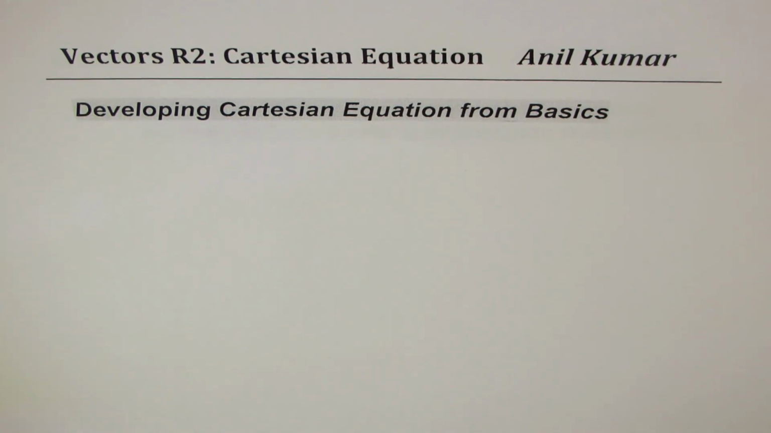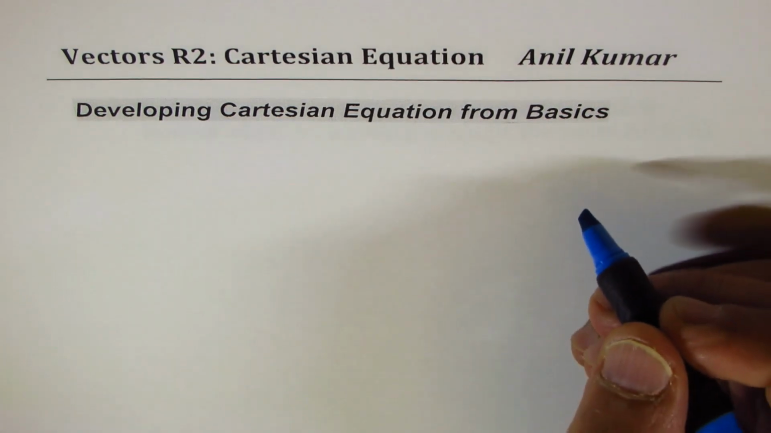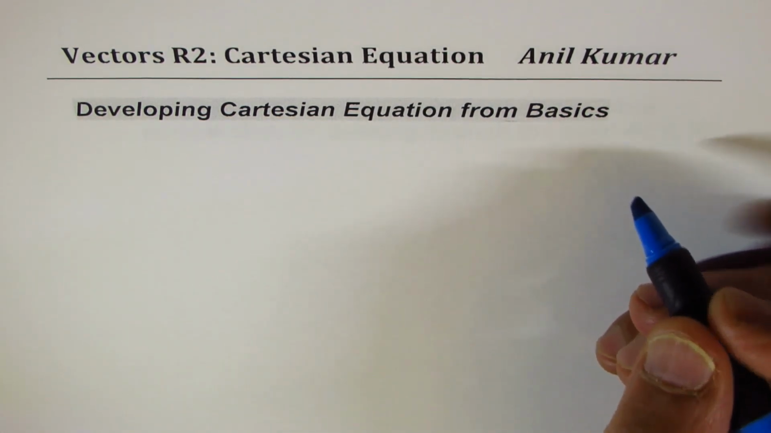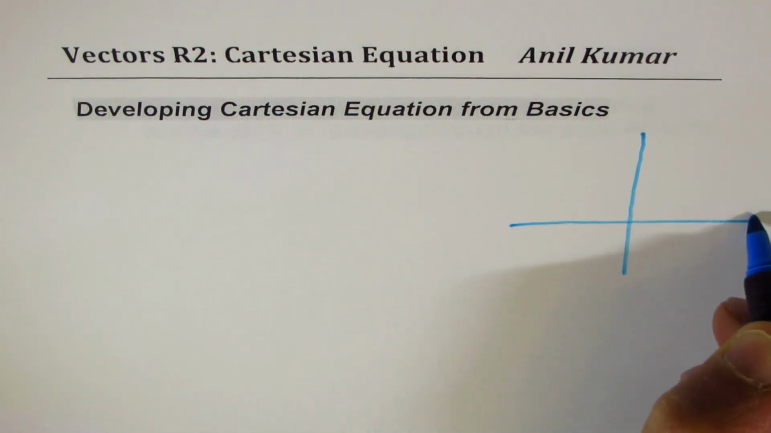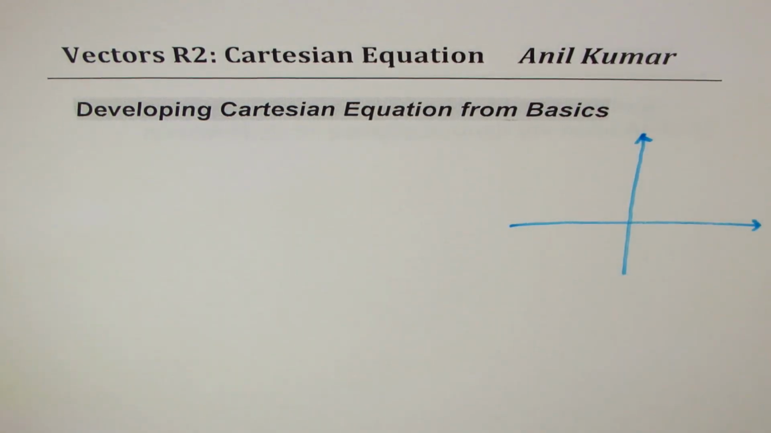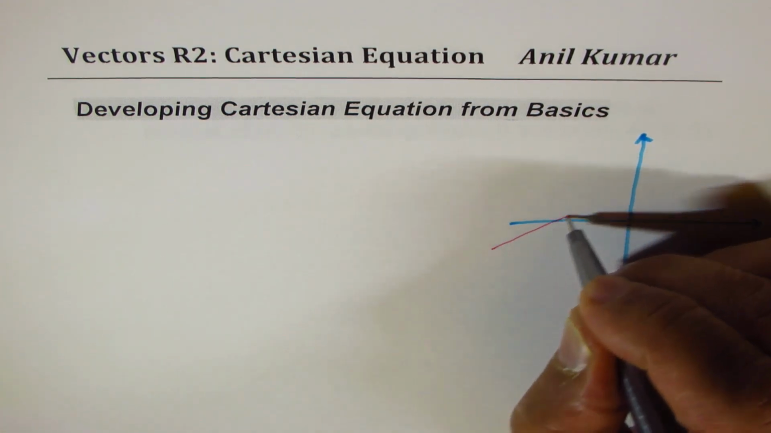Now we'll talk about developing the formula which we just used for Cartesian equation. So now let us consider that we have a line. So let me sketch one here. That's the coordinate plane. We are talking about R2 when we talk about Cartesian equation. Okay, let's say the line is kind of like this.